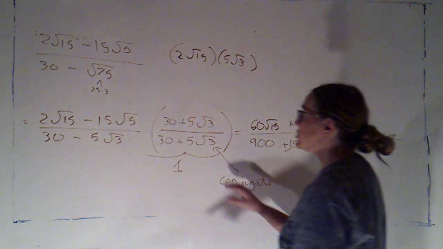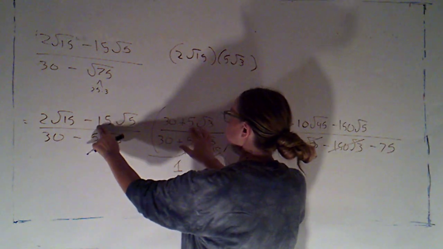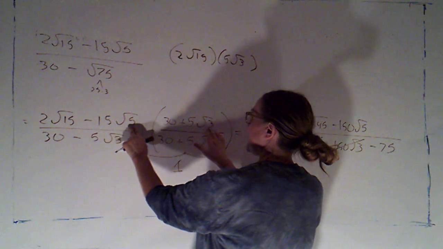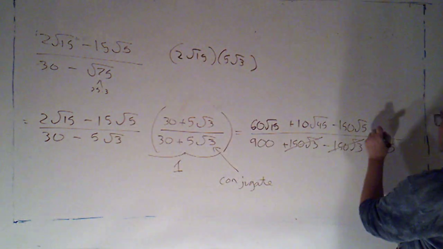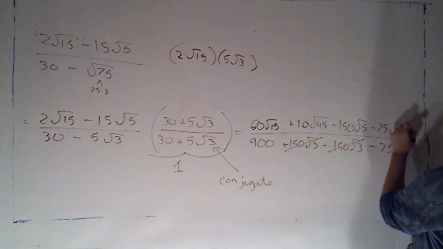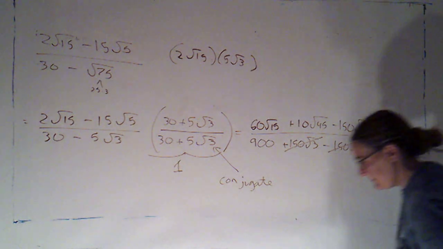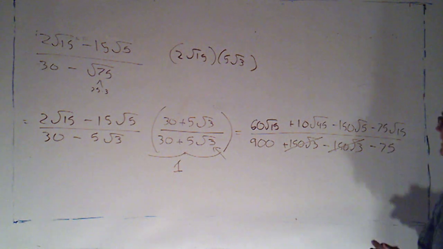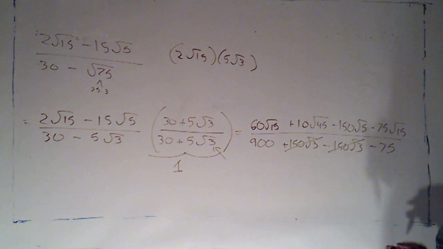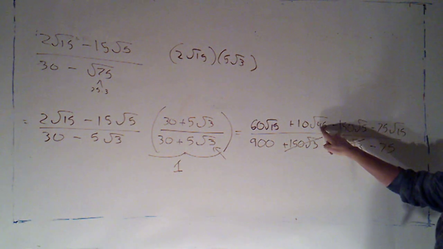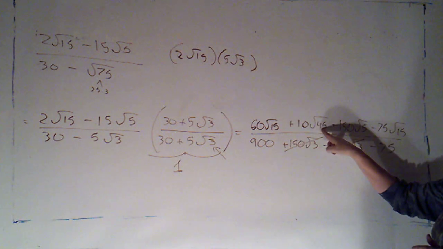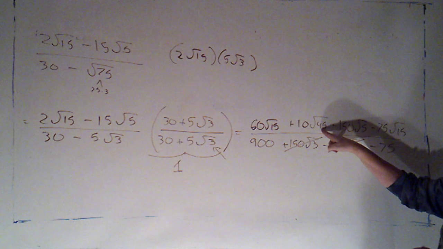And then last terms, negative 15 times 5 is negative 75. Root 5 times root 3 is root 15. So I get negative 75 root 15. Okay, so let's see. Doesn't look like any of these roots can be... oh, that one can be simplified. I see something that I can pull out because there's a 9 in there.